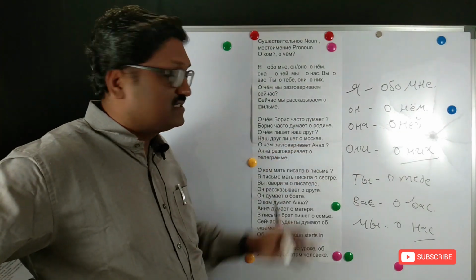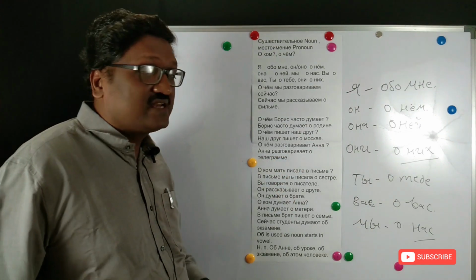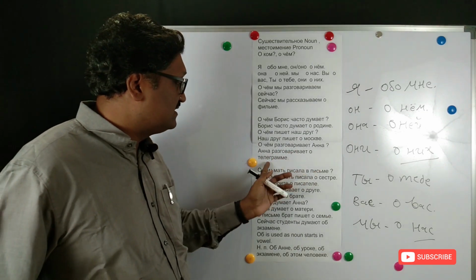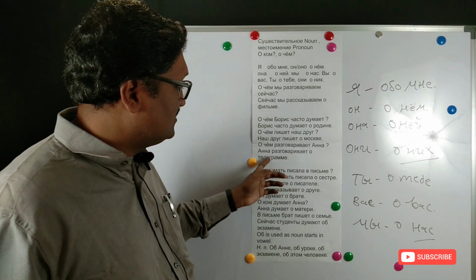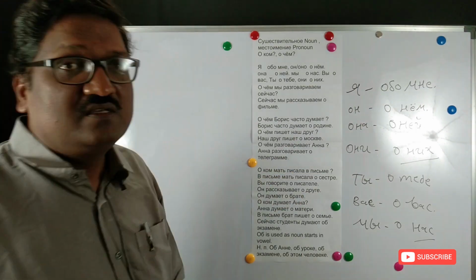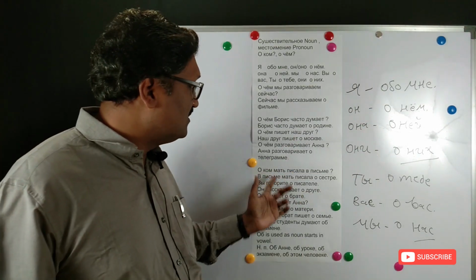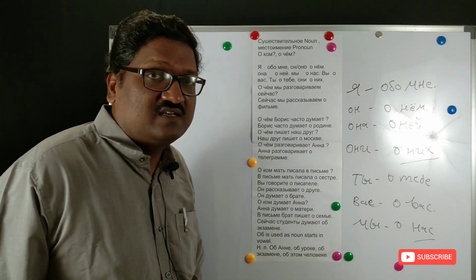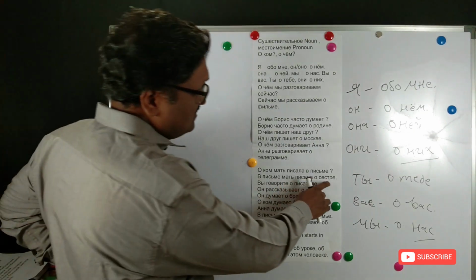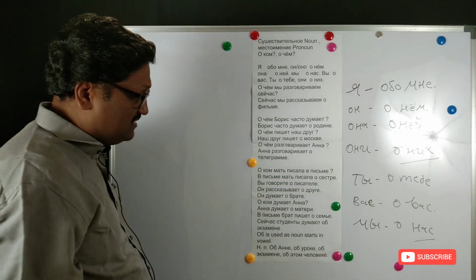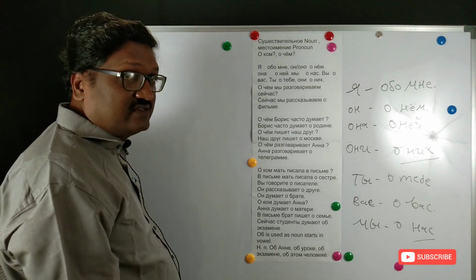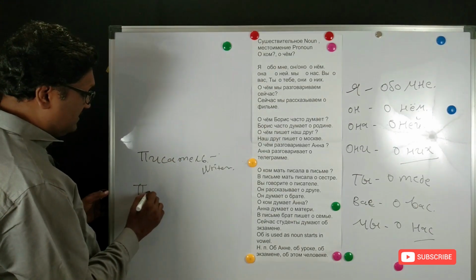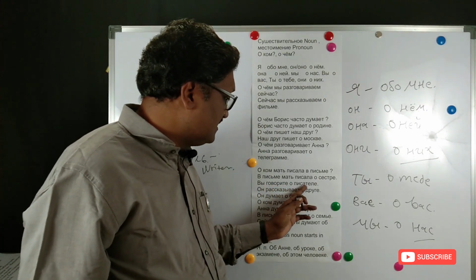O chom razgovarivaet Anna? Anna razgovarivaet o telegramme. Earlier there were telegrams. She is discussing the telegram. O kom mat pisala v pisme? In the letter mother wrote about whom? O kom is whom, o chom is about what. V pisme mat pisala o sestre. In the letter mother wrote about her sister. Vy govorite o pisatele. We are discussing a writer. Pisatel is the writer.